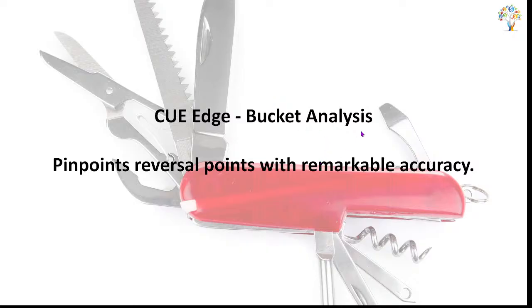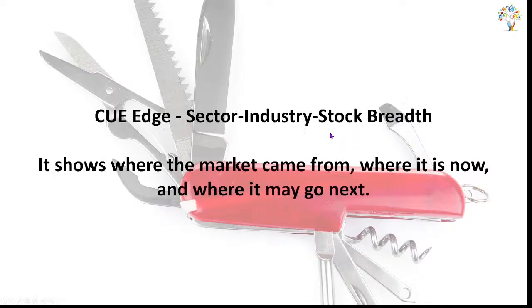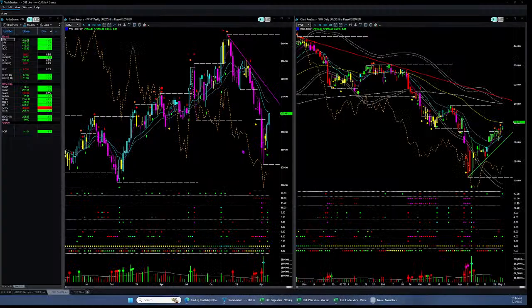In any case, let's look at the bucket analysis, and then I will look at the sector industry stock breadth, both from Q Edge. I'll be using Q Dives, that is Q Edge, also on Workspace. It's working fine. Sometimes there are issues, but overall it is working fine. Sector industry stock breadth shows where the market came from, where it is now, where it may go next.